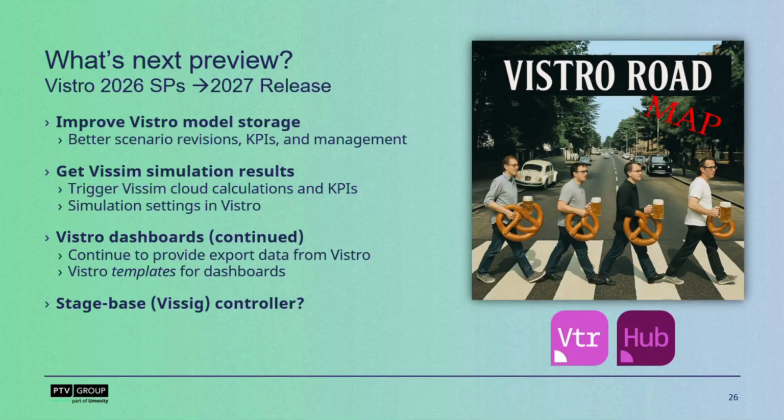We're also exploring the idea to get simulation results from Vistro. And this, again, could be triggered using VISSIM in the cloud. We would use the cloud computations to somehow trigger simulation results. You can always view the simulation in Vistro using the previewer to VISSIM. So seeing it is not the problem. It's just getting the results.